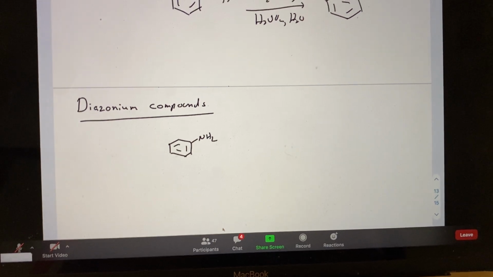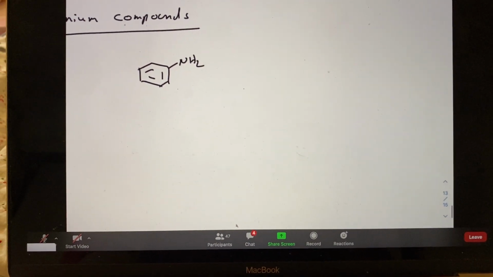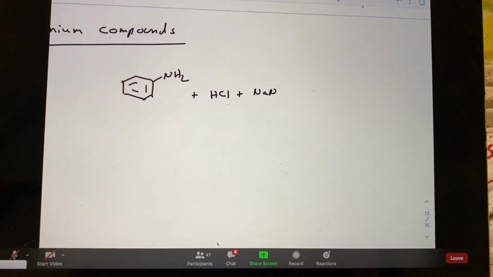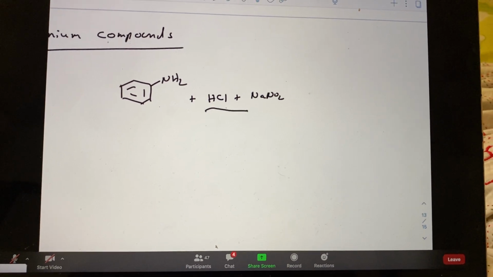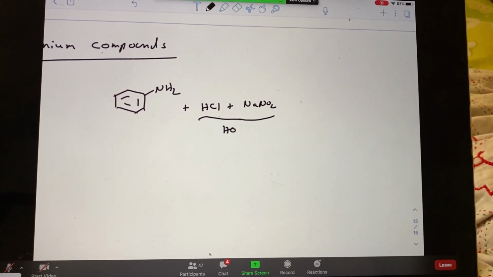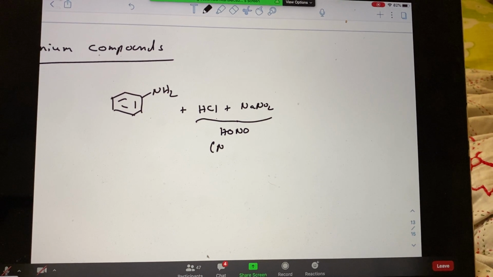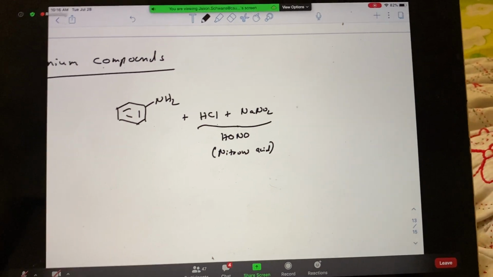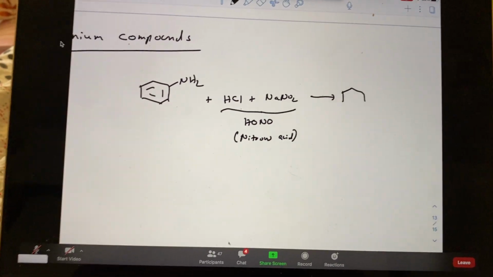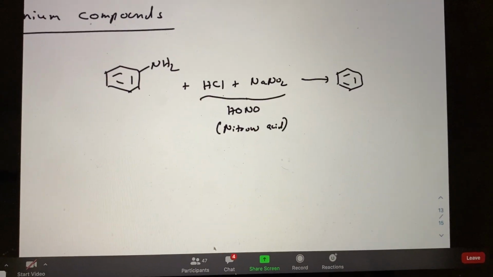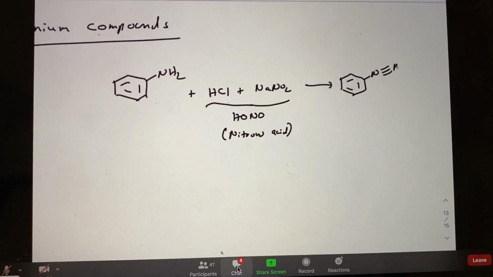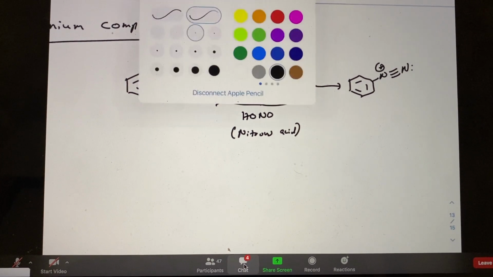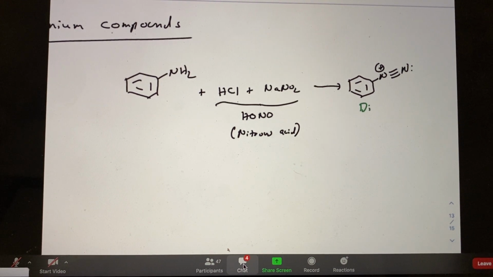amine, like aniline, this compound here, and react this with HCl plus NaNO2. And this whole species here makes something that's known as HONO, which is nitrous acid. And what this does is it makes a compound that looks like this. It's two nitrogens, where this has a positive charge. And this is known as a diazonium compound.